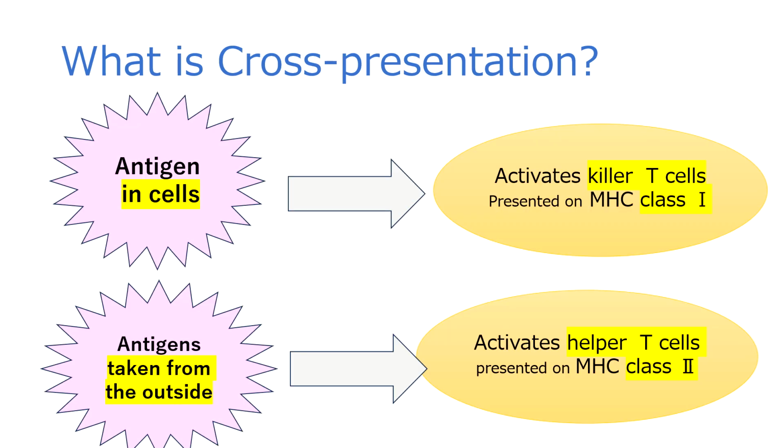Here, we compare the normal antigen presentation pathways. Antigens produced inside infected cells are usually presented on MHC class I, which activates killer T cells. Antigens taken from outside the cell are usually presented on MHC class II, which activates helper T cells. But cross-presentation is special because it allows external antigens to activate killer T cells through MHC class I.